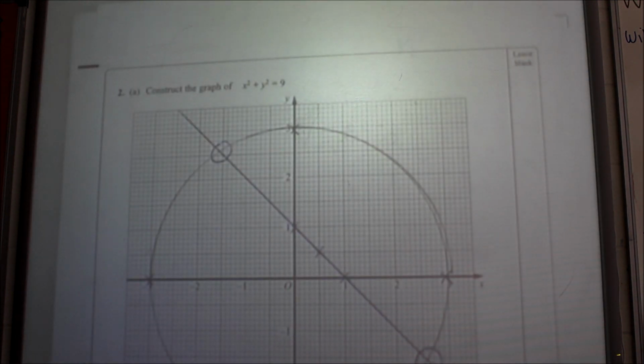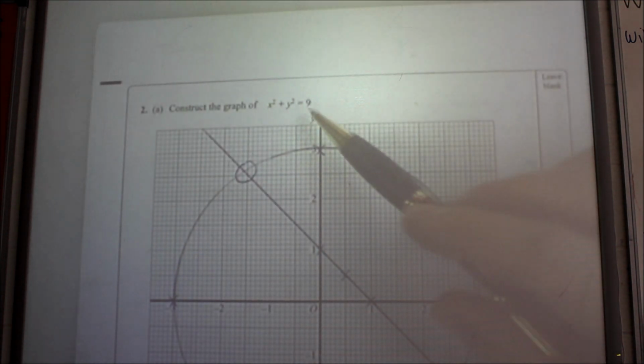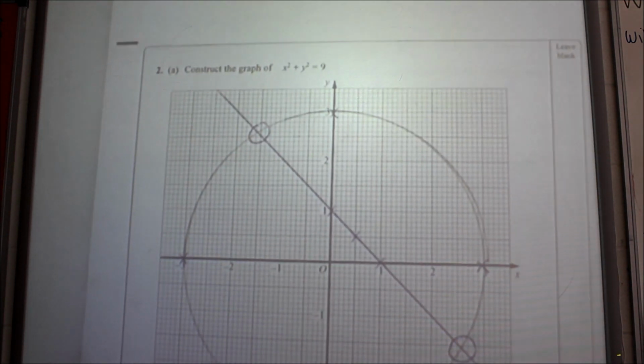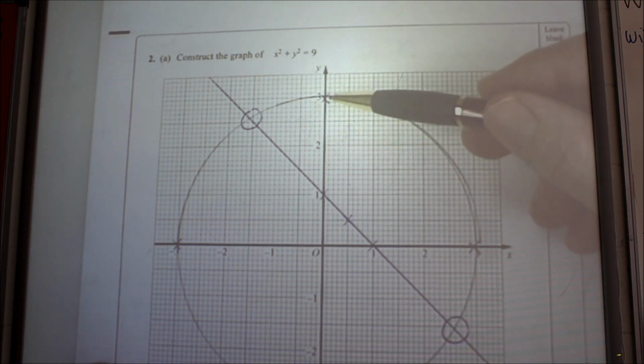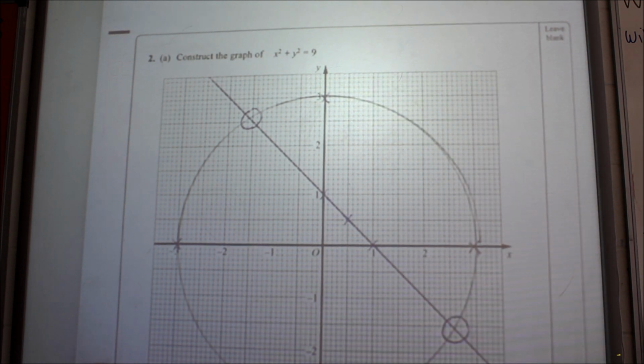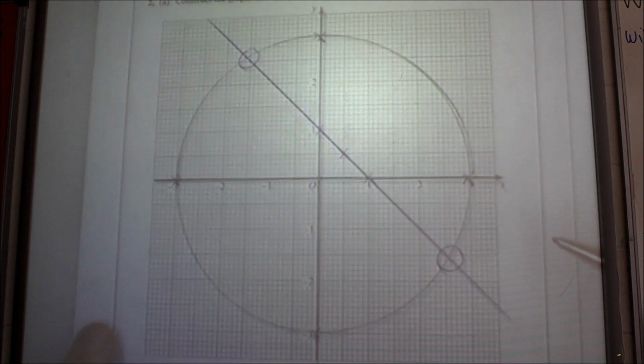Question number 3. Construct the graph of x squared add y squared equals 9. There's certain things you should know. If x is 3, 3 squared is 9, and there y is 0. Here y is 3 and x is 0, so that 3 squared is also 9. Because 0 squared is obviously 0. Negative 3 squared is 9 and negative 3 squared is 9. So it's actually a circle which you need to draw with a compass.